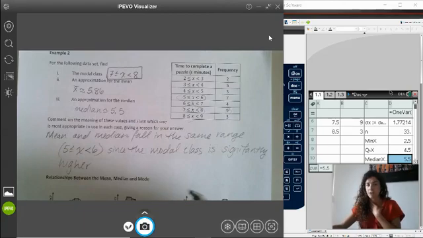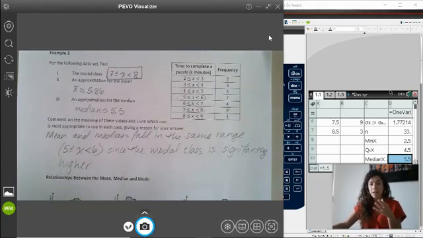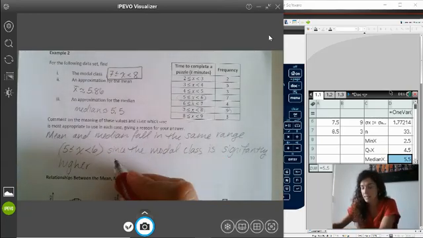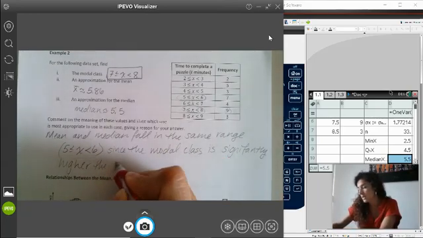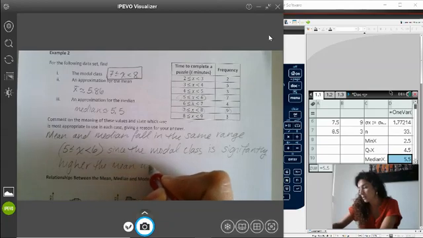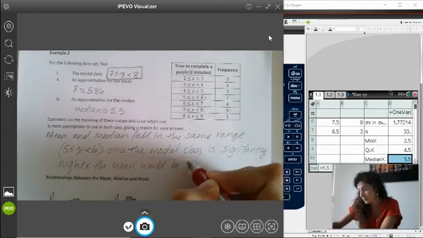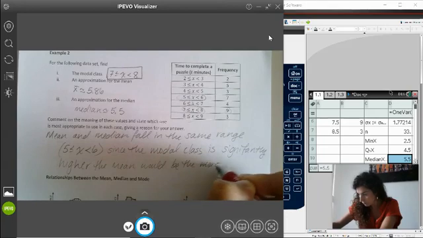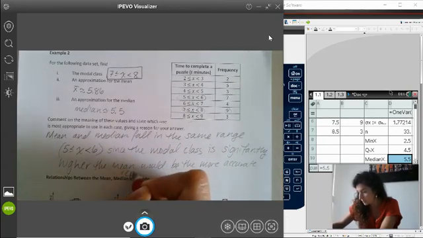We'll talk about these graphs down here on the bottom, and you can see that when the mode is two jumps away, your data is skewed. Since the modal class is significantly higher, the mean would be the more accurate representation.